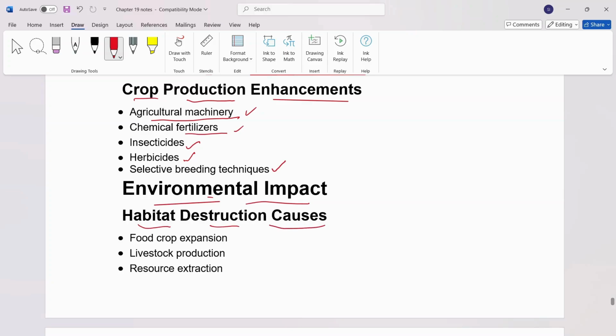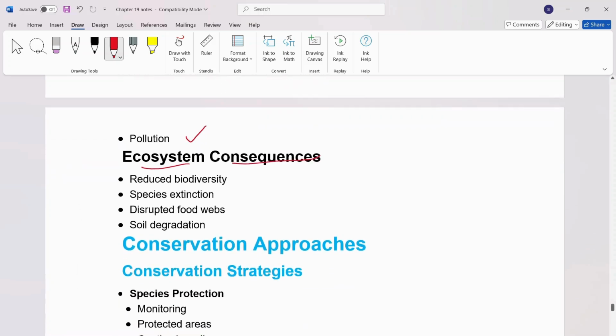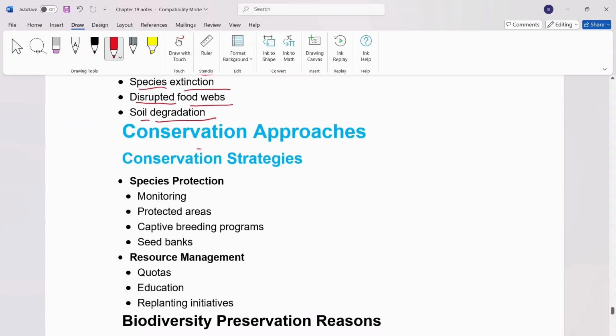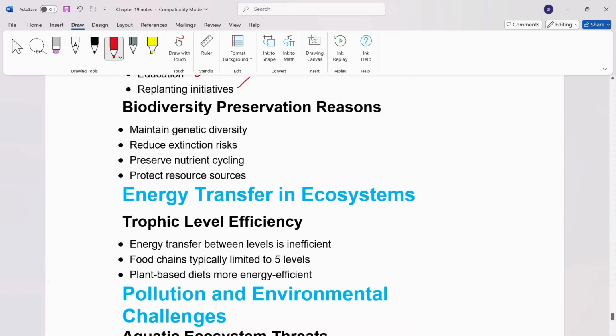Habitat destruction causes food crop expansion, livestock production, and resource extraction, and pollution. Ecosystem consequences include reduced biodiversity, species extinction, disrupted food webs, soil degradation. Conservation approaches. Conservation strategies include species protection like monitoring protected areas, captive breeding programs, seed banks, resource management, quotas, education, and replanting initiatives.